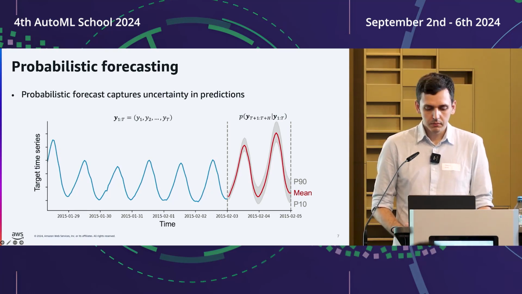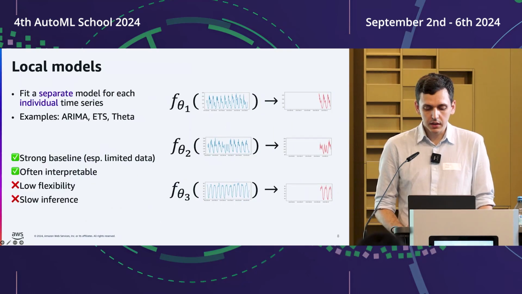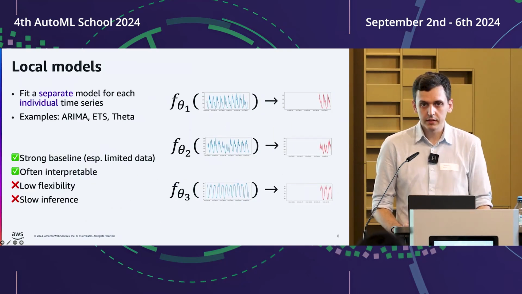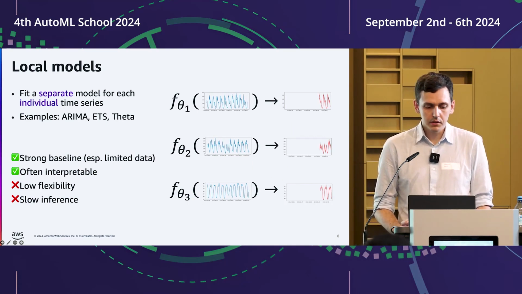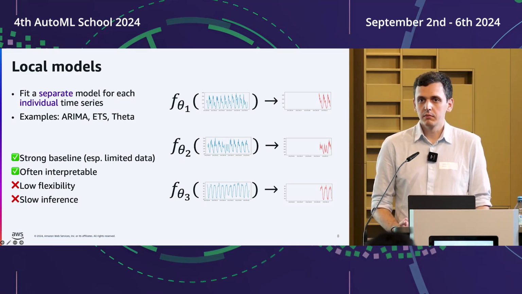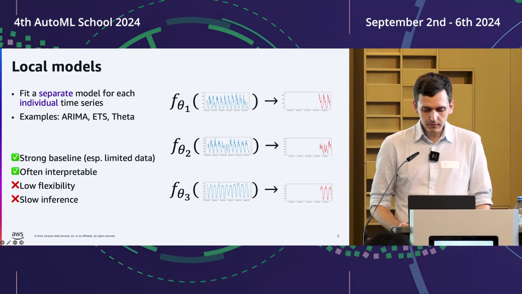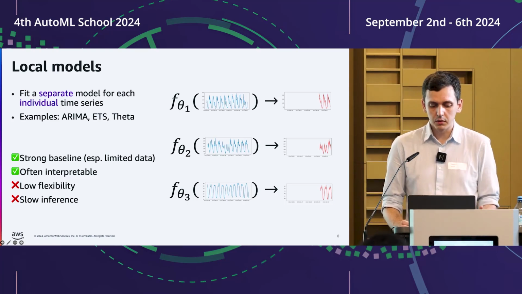So now, after we have looked at this general problem formulation for forecasting, when talking about the conditional distributions, let's see how this is often done in practice. In general, there exist two main classes of models for time series forecasting. The first one are so-called local models. And the very famous examples are statistical models, also called econometric models, such as ETS, ARIMA, or Theta. And these models essentially work in the following way.